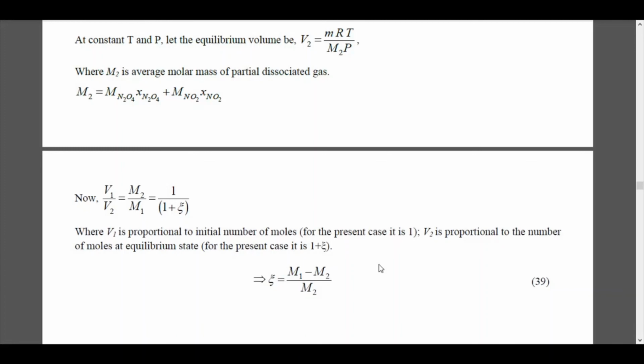And before the starting of the reaction, how many moles are there? Only 1. Similarly, what is V2? V2 is the volume of the gas at equilibrium, so V2 will be proportional to the number of moles at the equilibrium state. We have discussed in the table just before, this is 1 plus xi. So V1 is proportional to 1, the initial number of moles, and V2 is proportional to 1 plus xi. If we rearrange this, M2 by M1 is equal to 1 by 1 plus xi, we will get xi equal to (M1 minus M2) divided by M2.